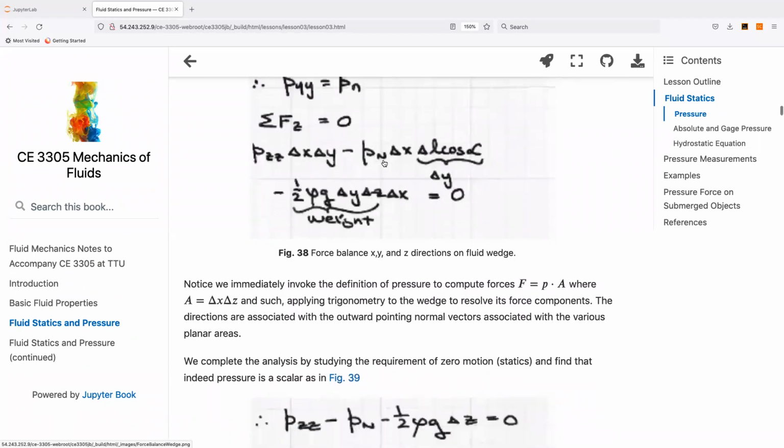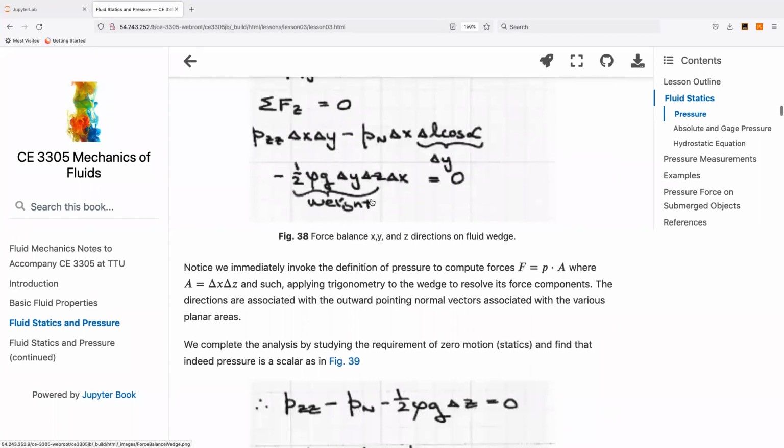Play the same game again in the z direction, and in z we have to actually consider the weight of the little wedge.